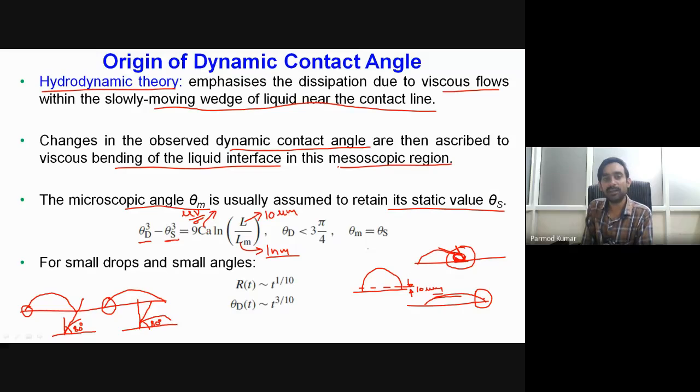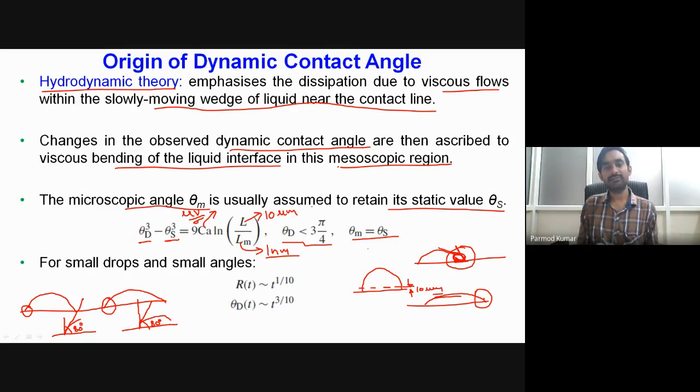So the capillary number is characterized, apart from the viscosity and surface tension, by the contact line velocity of the droplet. This type of relation is applicable when the value of the dynamic contact angle is less than 3 pi by 4, and one basic assumption is that the microscopic angle is equal to the static contact angle.